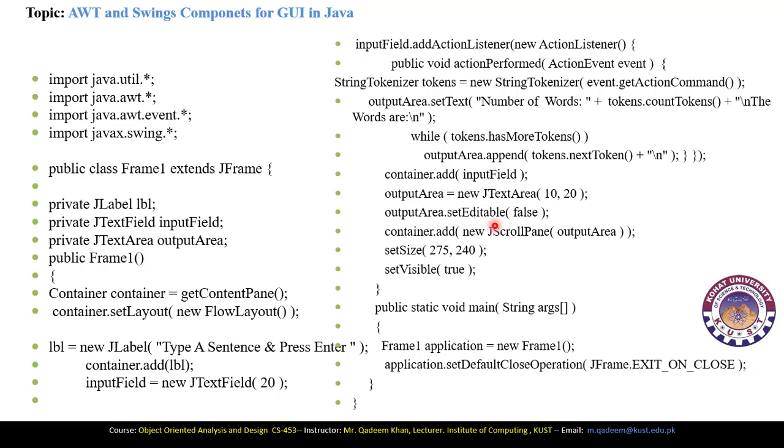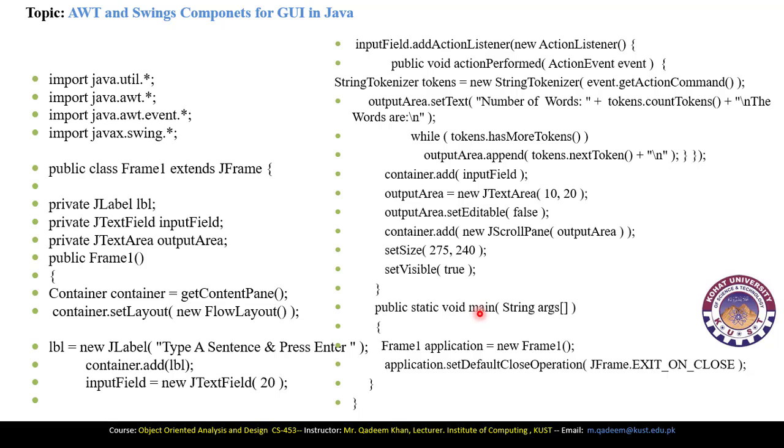And output area dot set editable false means that you cannot type inside the output area because it is non-editable. Container dot add new JScrollPane output area. So the container will add the JScrollPane, meaning that scroll bars will be added when the size increases beyond the size of the JTextArea. Set size 375, 220. It is the window size. Set visible true. It will show the window.